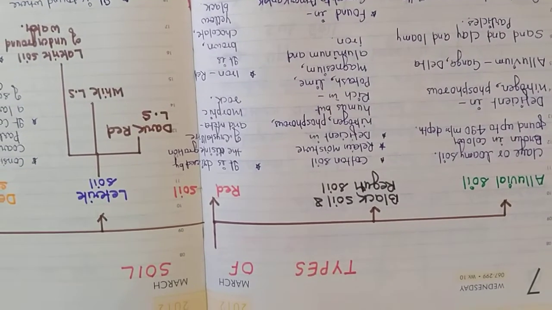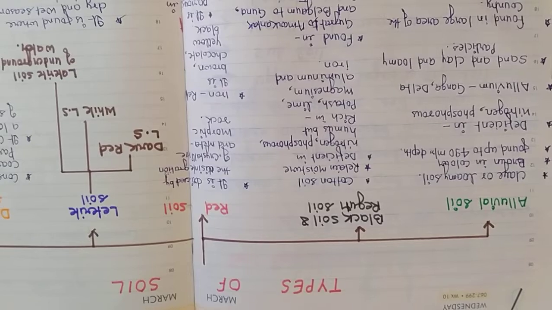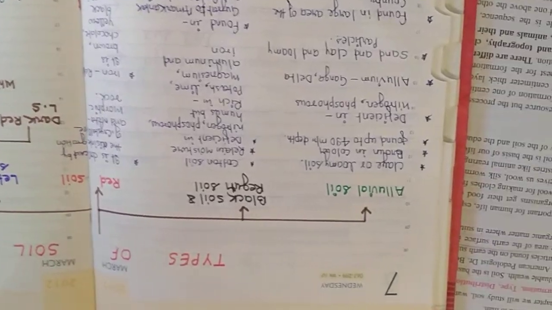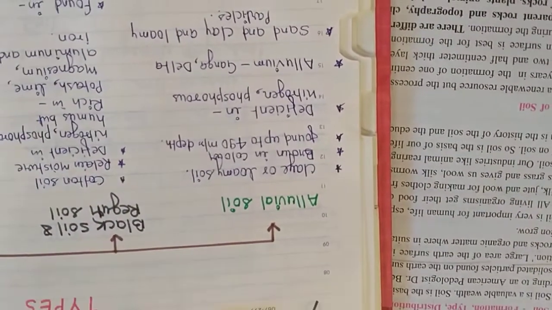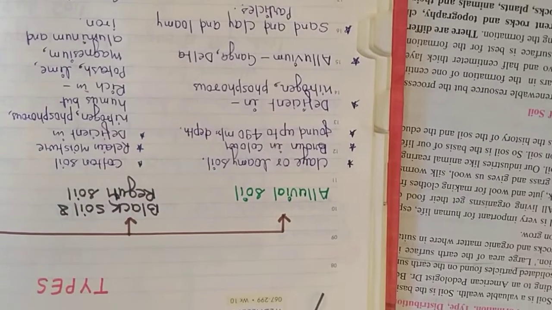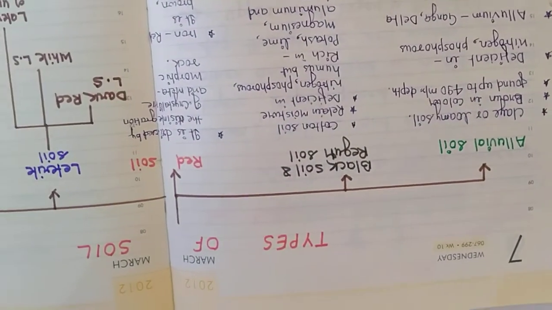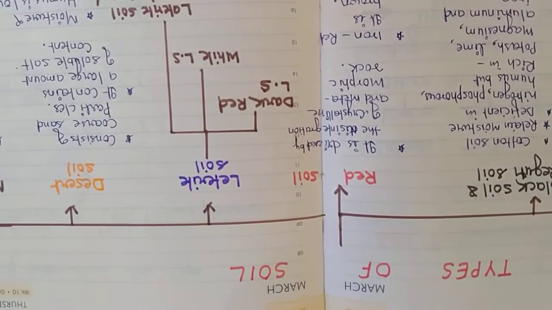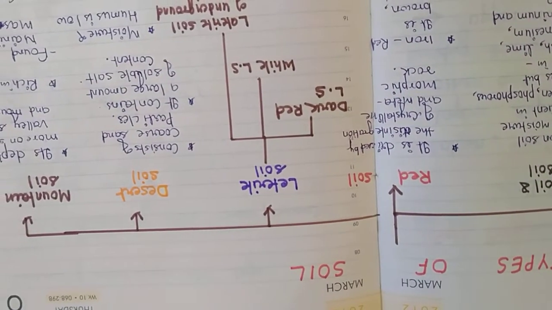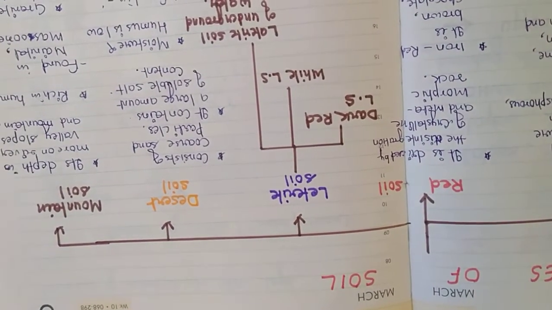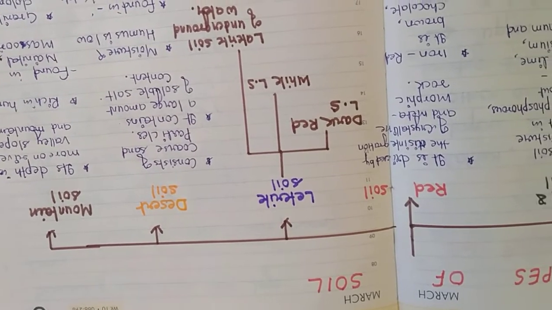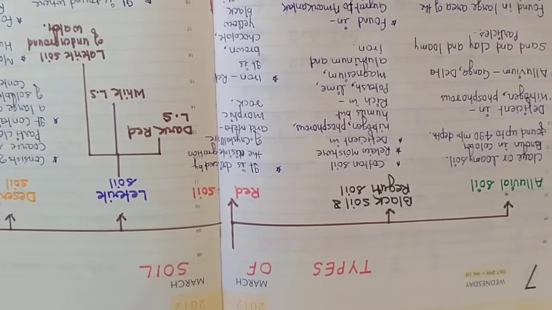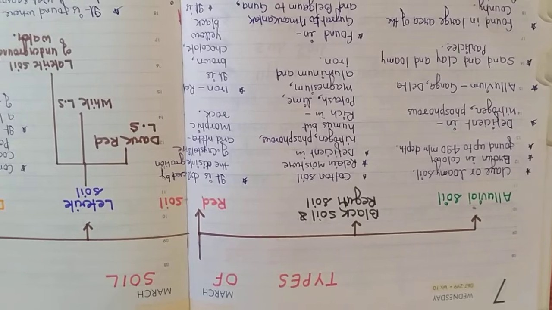Now here are the types of soils. We can divide the soil into 5 categories. The first one is alluvial soil. Second one is black soil. Third one is red soil. Fourth one is laterite soil. Fifth one is desert soil. And the last one is extra, that is mountain soil. So 1, 2, 3, 4, 5 and 6. In 6 categories we have divided the soil.